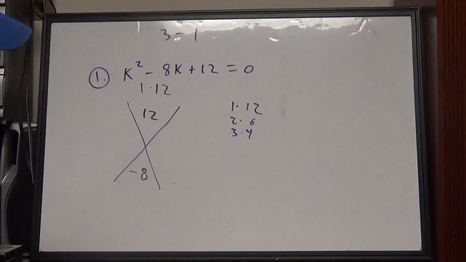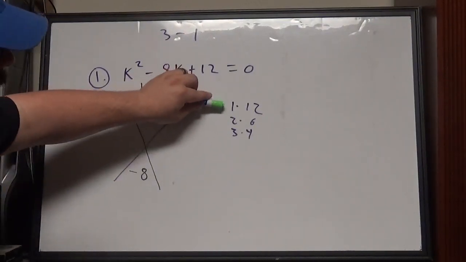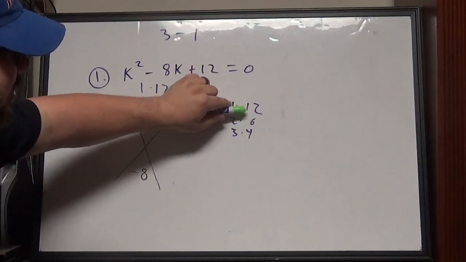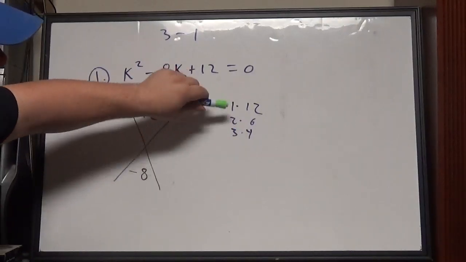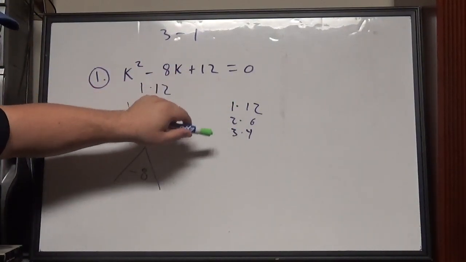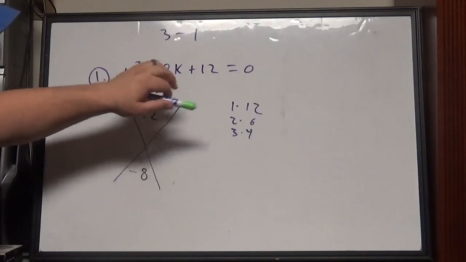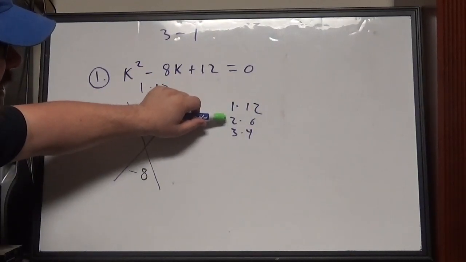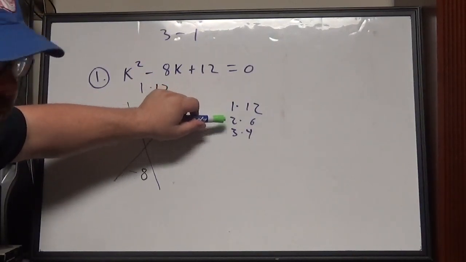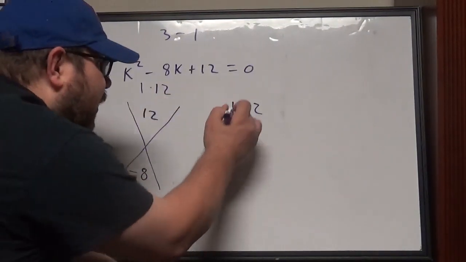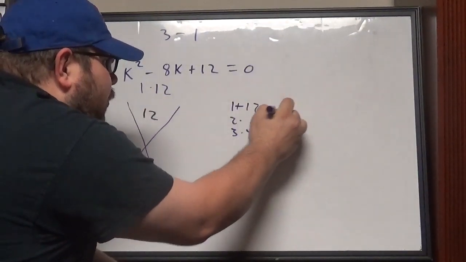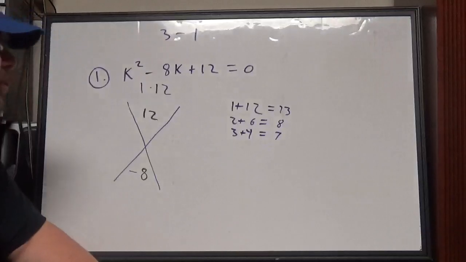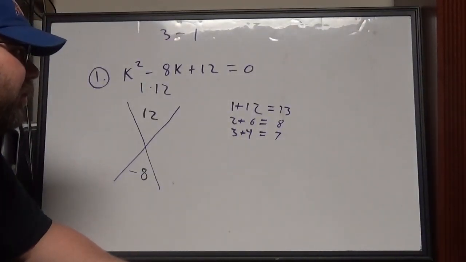And there's a trick here, as you probably can tell. If I add each pair of numbers, and I just want to be clear, 1 times 12 is 12, 2 times 6 is 12, 3 times 4 is 12. Just want to be clear on that. Now adding: 1 plus 12 equals 13. 2 plus 6 equals 8, positive 8. And 3 plus 4, and I'm going to write these out, actually, is 7. Now, if you notice, they're all positive.